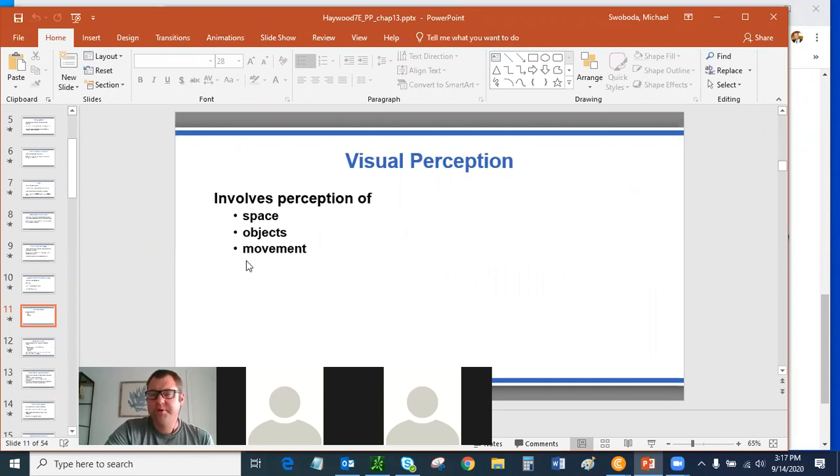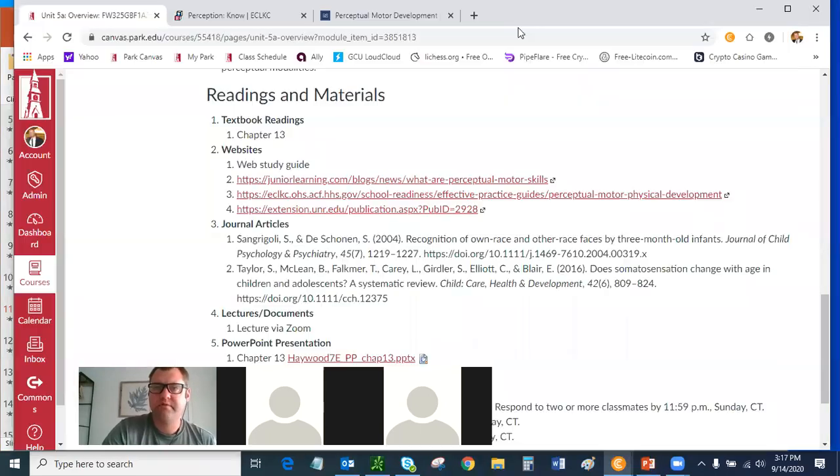All right, for visual perception, we already talked about how this involves how we perceive the world as we view it. So remember the video I showed of Mason.